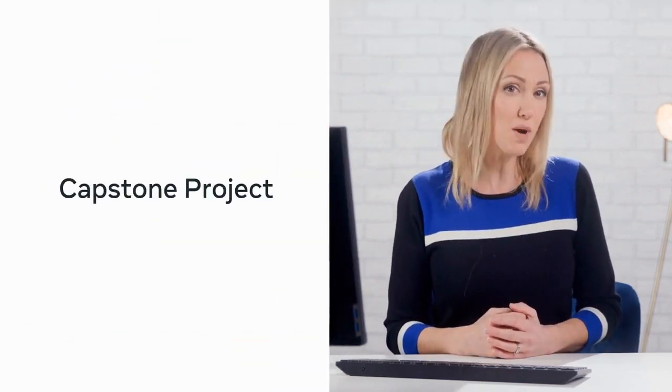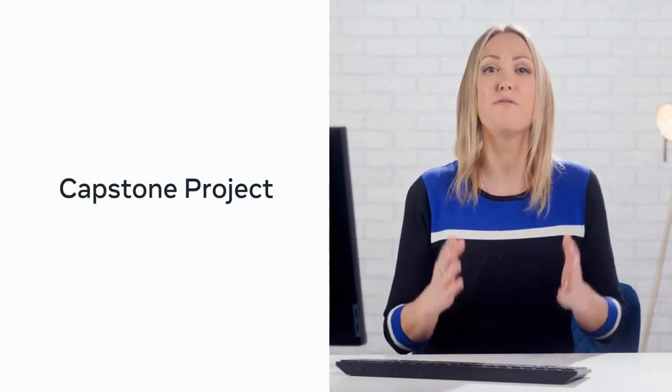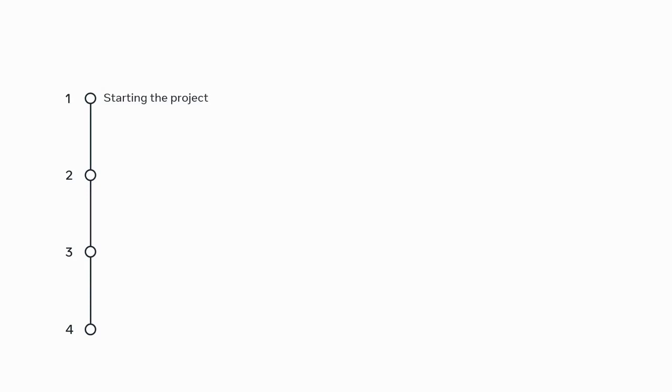Now, you may be wondering how this course is structured. Well, the course consists of 4 modules. Starting the project, project foundations, project functionality, and project assessment. In the first module, starting the project, you'll do exactly that. Get started with the Capstone project. This will include a brief recap of and links to content in the React course you have already completed.